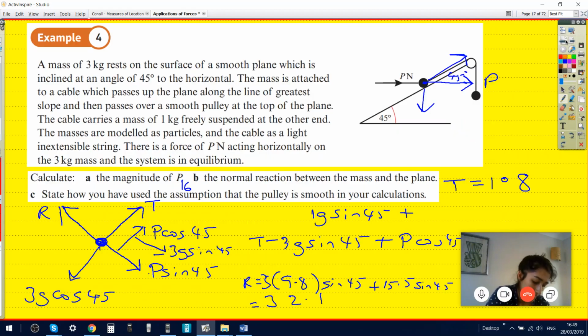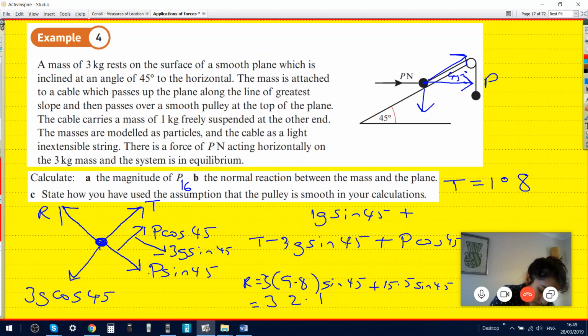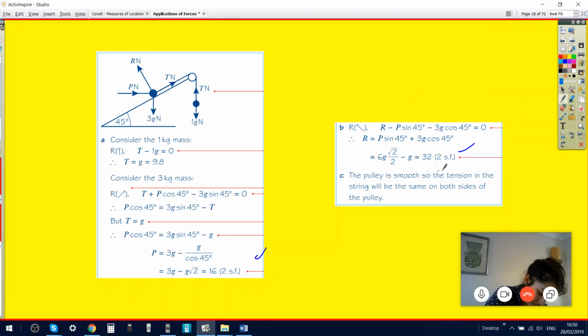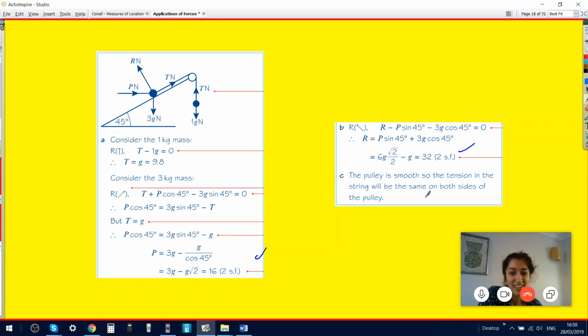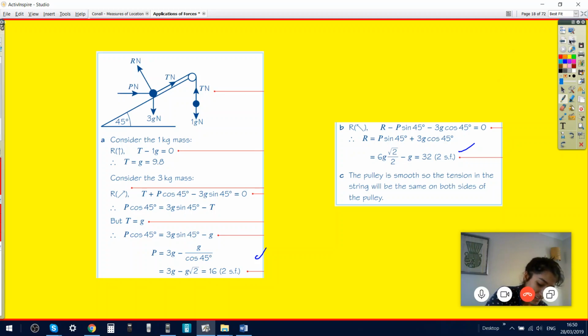32, they said. And part C states how you have used the assumption that the pulley is smooth in your calculations. Tensions are equal. For smooth? No friction? Yes, there's no friction and so there's no counterforce. The pulley is smooth, so the tension in the string will be the same on both sides of the pulley. Ah, so that's right. Tension will be the same on both sides. I think we said the same thing.